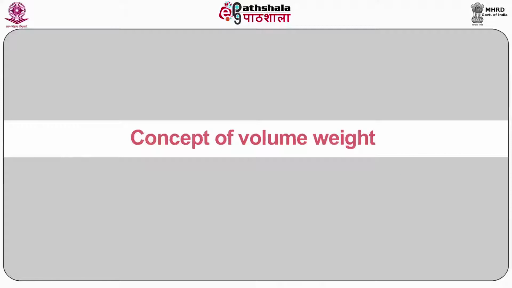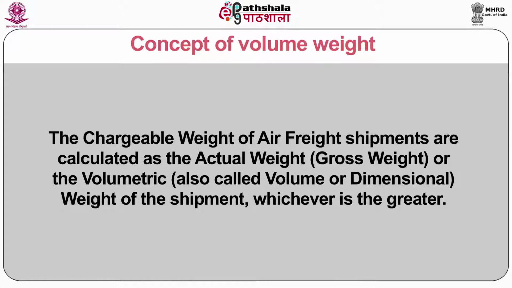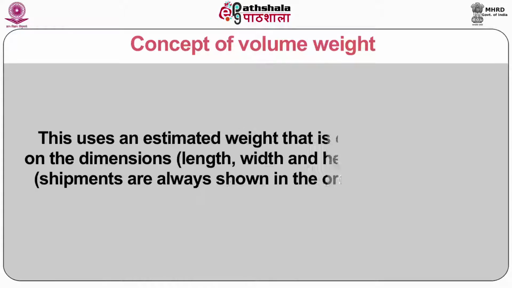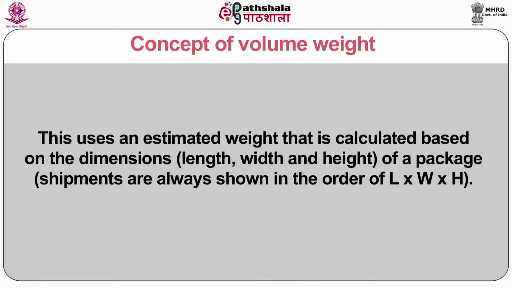Now I will discuss the concept of volume weight. The chargeable weight of air freight shipments is calculated as the actual weight, that is the gross weight, or the volumetric, also called volume or dimensional weight of the shipment, whichever is the greater. This uses an estimated weight that is calculated based on the dimensions, that is length, width and height of the package. Shipments are always shown in the order of L into W into H.